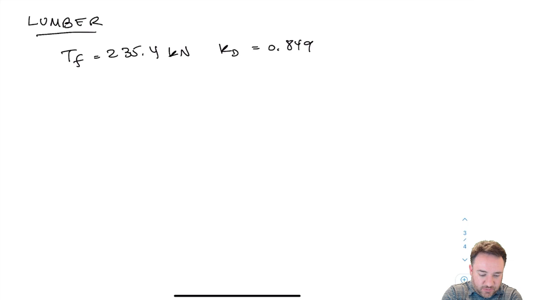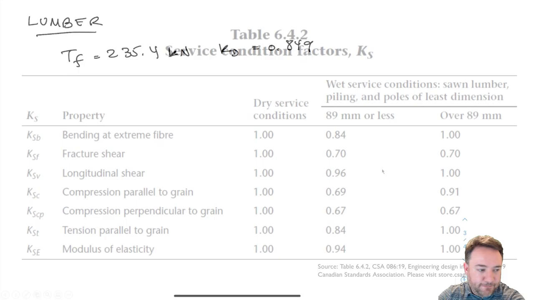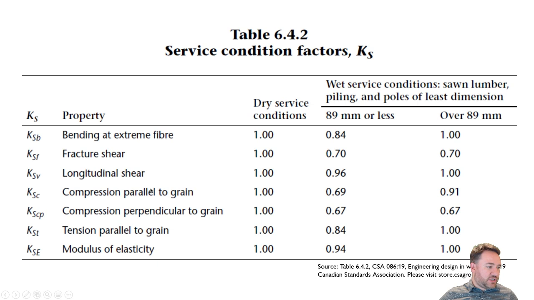Okay, so let's collect a little bit more information here. I do know that I'm going to have some service condition. Since this is wet, if I go to my service condition table for lumber, I'm going to see the service condition for tension is 1.0 for dry, so we're not that, but 0.84 or 1.0 for wet, depending on whether the least dimension of my member is 89 or less, or 89 or more. So I don't actually know going into this what my service condition factor is, because I don't necessarily know what size the member is that I'm going to come out with. Okay, so let's keep that in mind. If I end up with a big member, it's going to be 1.0. If I end up with a smaller member, it's going to be 0.84.